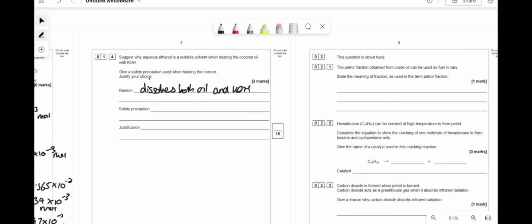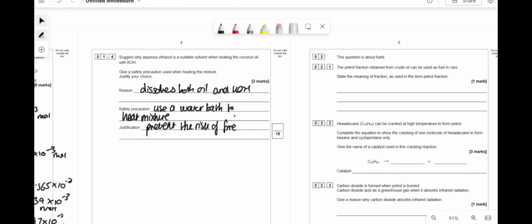Now it says, give a safety precaution when heating the mixture. So you can't just say something like, wear gloves, tie hair back. That's stuff you do as standard lab practice. You need to think about something that relates to heating the mixture. Now, in general, when you're heating organic chemicals, nearly all of them are flammable. So you don't want to put them near a naked flame. So instead, what we could do is use a water bath or a sand bath or an electrical heater. So use a water bath to heat the mixture. Why? Because it's to prevent the risk of fire.